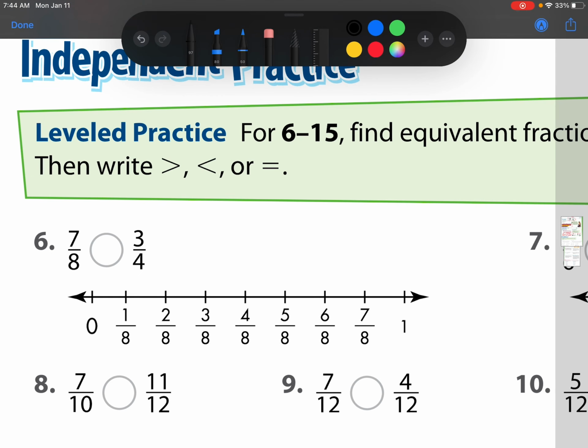It says find equivalent fractions to compare. So here we have 7/8. We can use the number line if we want to, 7/8. And then 3/4 is equal to what? Well, this is going to be over 8, and I know that because they kind of give us that number line. I also know 4 times 2 is equal to 8. So that's times 2, 6/8. So which one's bigger? Well, 7/8 is bigger because it's further along on that number line.